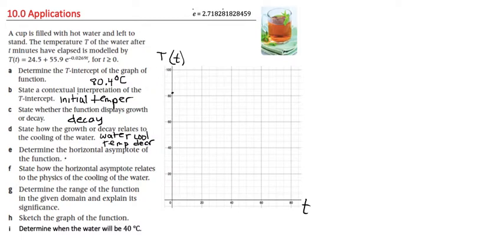So now for the next one, we need to determine the horizontal asymptote of the function. Okay, you can think about your transformations.